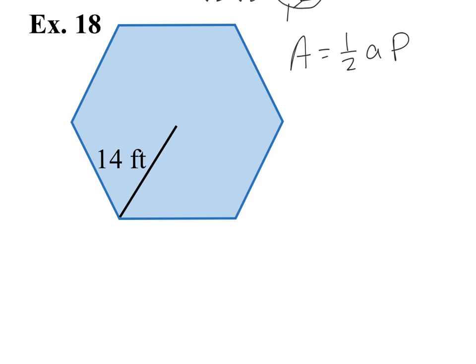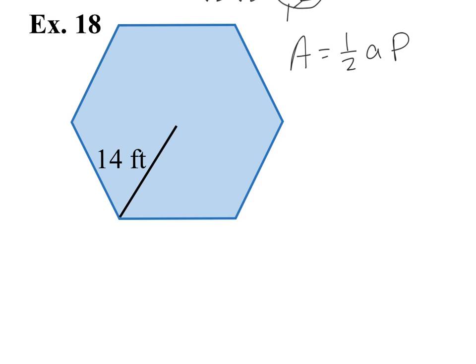Okay, I'm going to skip number 17 for just a minute. Let's do 18 and then we'll go back to number 17. So 18 is a regular hexagon, and to find its area, we're going to take 1/2 its apothem times its perimeter, but you'll notice the only thing that we're given is a radius.